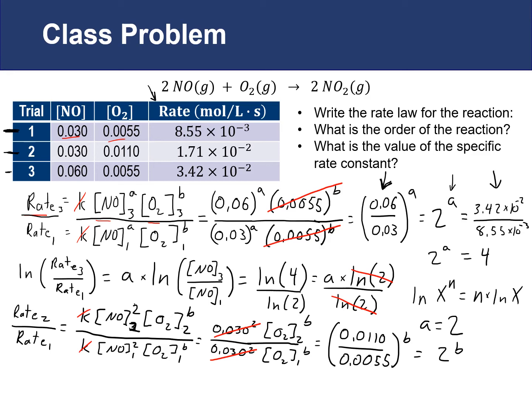Okay, so here we have the rate of 2 over the rate of 1. So this would be equal to 1.71 times 10 to the negative 2 divided by 8.55 times 10 to the negative 3. So this actually ends up being a 2. So we got 2 raised to the b is equal to 2. Therefore, b is equal to 1, right?